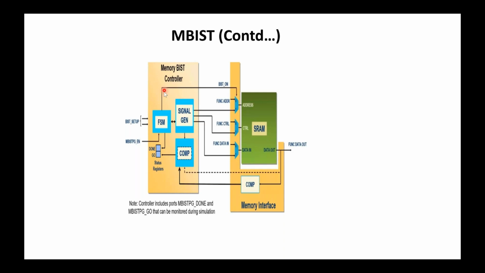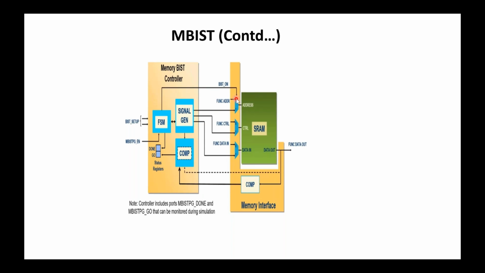This BIST on signal will be coming from the FSM which is present in the BIST controller. If the BIST on signal is 1, then the memory is in test mode and the test input will be selected. If the BIST on signal is 0, then the memory is in functional mode and the functional data will be selected.